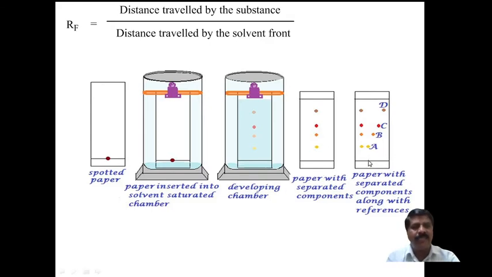Then you have to measure again; there may be compounds A, B, C, whatever. Suppose you put a reference here, and here you put the reactant from the reaction mixture, and here the product. Suppose both are migrating at the same rate, which means no reaction has proceeded. Therefore, paper chromatography also helps to check the progress of the reaction.